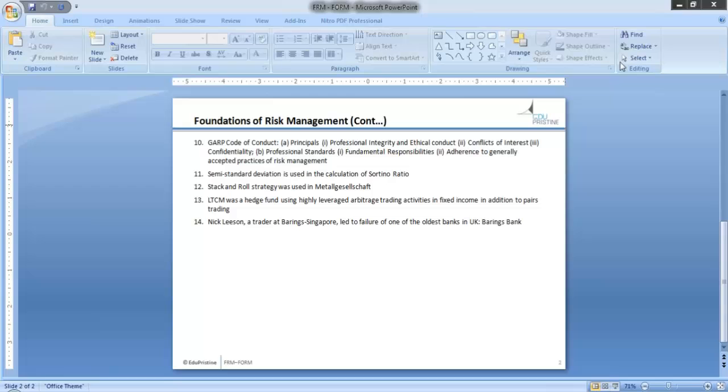I'll take up the quantitative methods module now with you. Since quantitative methods is another important module, it carries a weightage of 20% in the FRM-I exam. I forgot to mention that even foundations carries a 20% weightage in the FRM-I exam. Same is for quantitative methods. You need to remember some of the important formulas here.